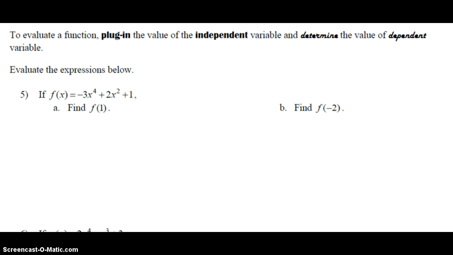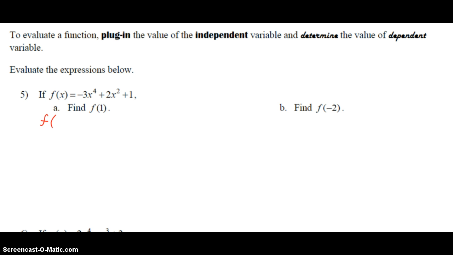All right, to evaluate a function, remember, evaluate means find the value of. To evaluate a function, we're going to plug in the value of the independent variable and then determine the value of the dependent variable. So in this case, in example 5, a and b both, what we're going to do in a is plug in 1 each time we see an x.